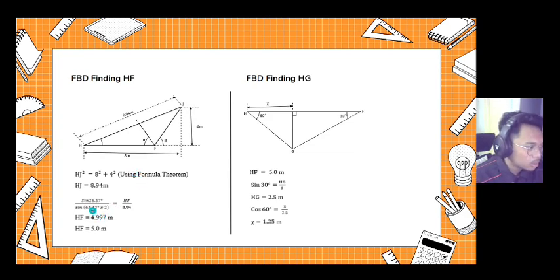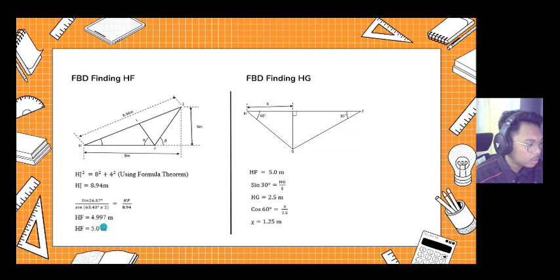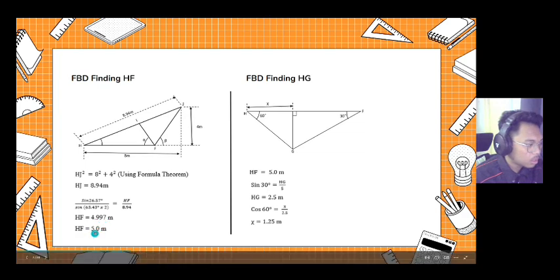And then we use the sine rule to find the HF. This one, we use the formula sin 26.57 degree per sin bracket 63.43 degree divided by 2, equal to HF per 8.94. So we got the answer 4.997 meter. So we assume that 5.0 meter.